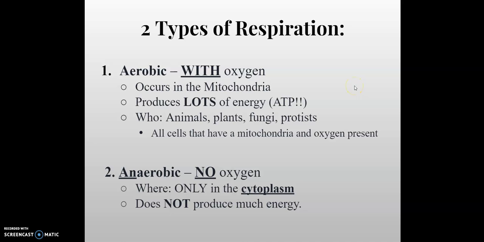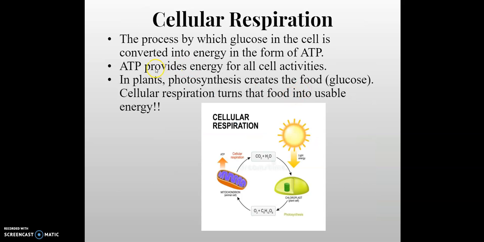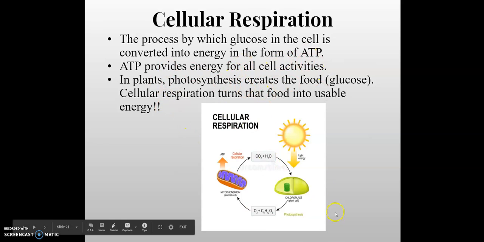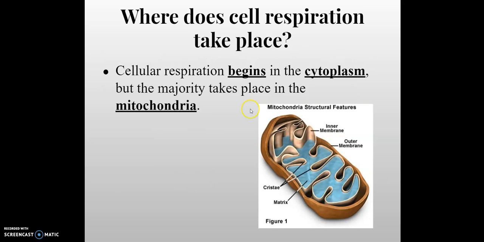So in our last lecture, we talked about cellular respiration, what cellular respiration is, how it's taking glucose in the cell and converting it into ATP energy, because glucose is not a usable form of energy, but ATP is. We know that ATP gives us all our energy, and that in plants, photosynthesis creates the glucose, but then we use that glucose to create ATP.